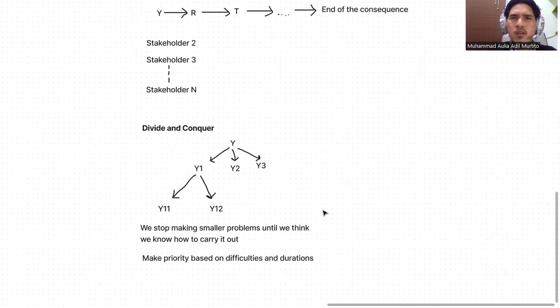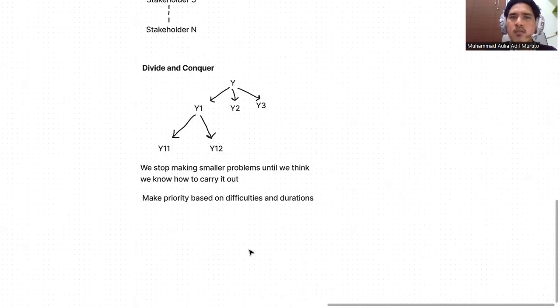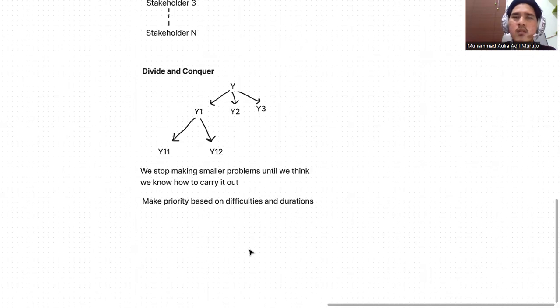I mean, after we finish determining the smaller problems, we make priorities based on difficulty and duration. So it depends on the situation, of course. If we want to get a result quickly, we might pick the shortest duration first and so on. Yes, just make priorities.